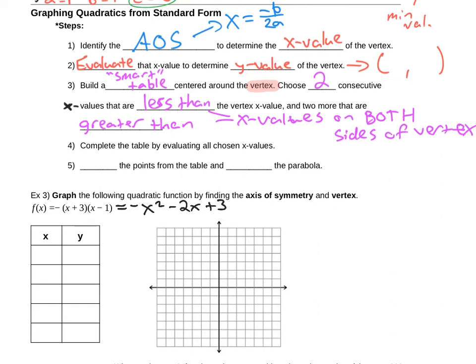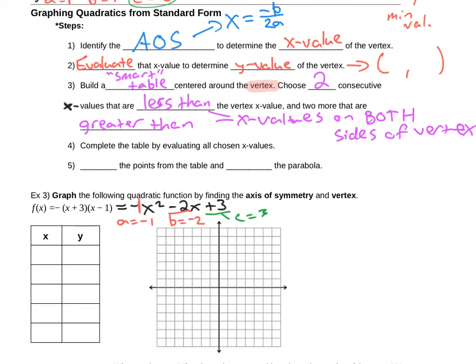Now that we have standard form, let's identify a, b, and c. A is negative 1 right there. There's my b value, negative 2. And my c value, we're going to use that a little bit later. C is 3. All right.